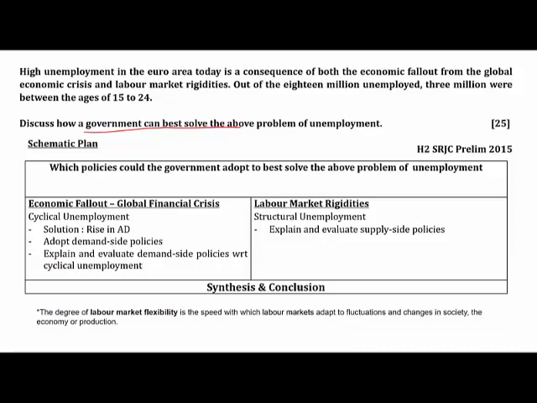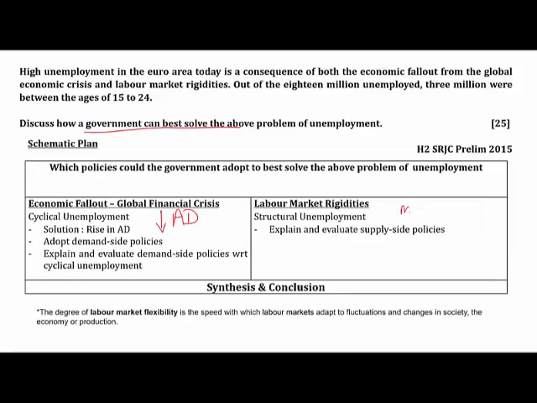Cyclical unemployment is usually associated with a fall in AD. Structural, I think you remember, is due to a mismatch of skills.